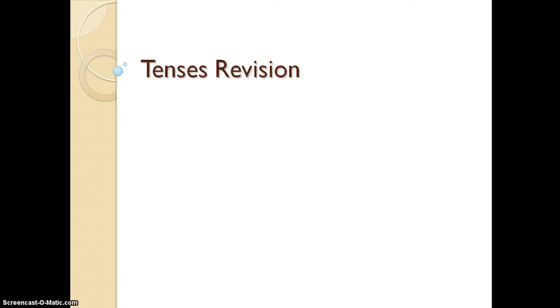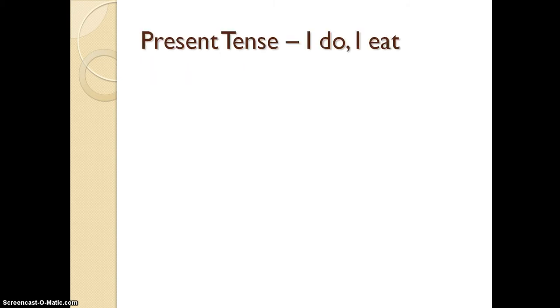So this is a simple PowerPoint or video to just revise the main tenses in Spanish. We start with the present tense, which is I do or I eat, things we do normally, things we do usually or habitually on a regular occasion. So we take the infinitive, which is the verbs ending in AR, ER, and IR.